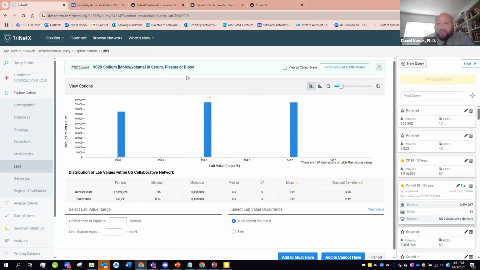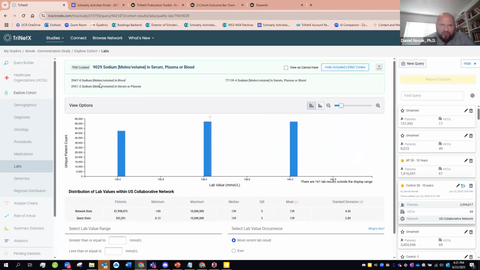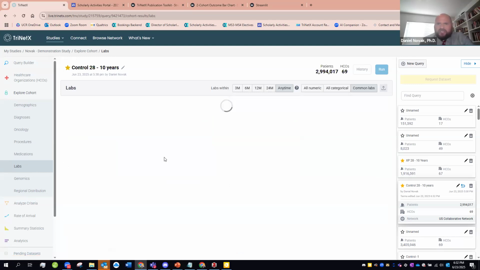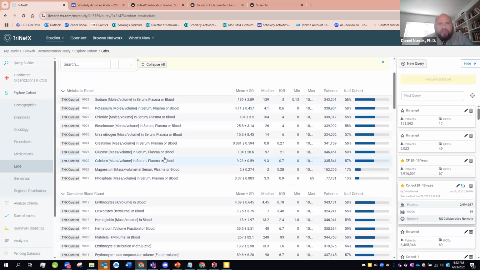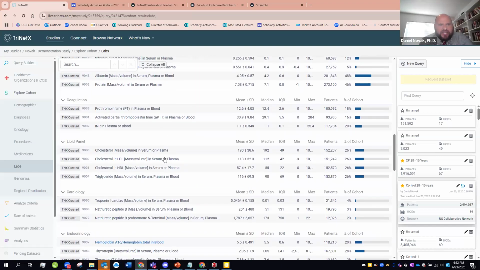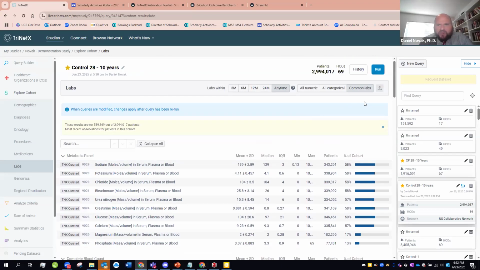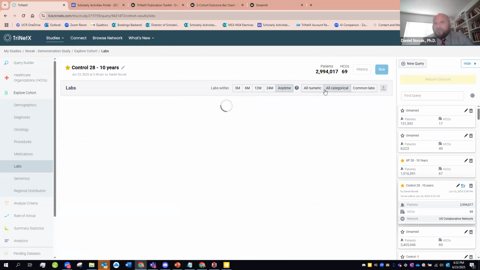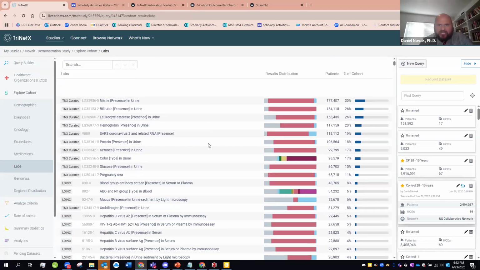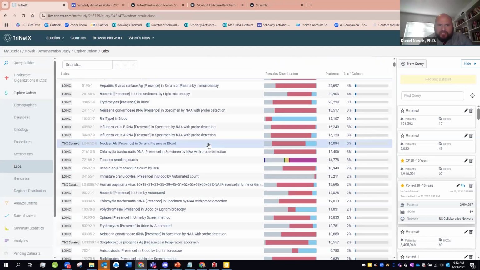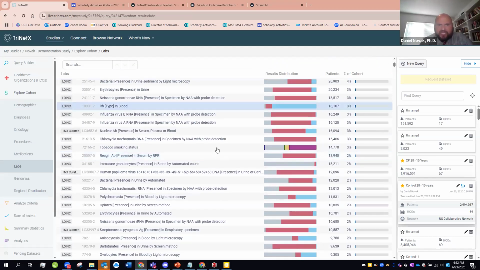So TriNetX brings together multiple codes, in this case, all of these ones in blood, serum, or plasma. I guess this is an additional kind of version of the lab. But yeah, you can do a lot of really great work of seeing what the distributions are and what kinds of values might be important to include in your study. And again, these are all the TriNetX curated ones. But if you want to look at them categorically, you can do that to help you see the different types. Here's blood type and stuff like that.